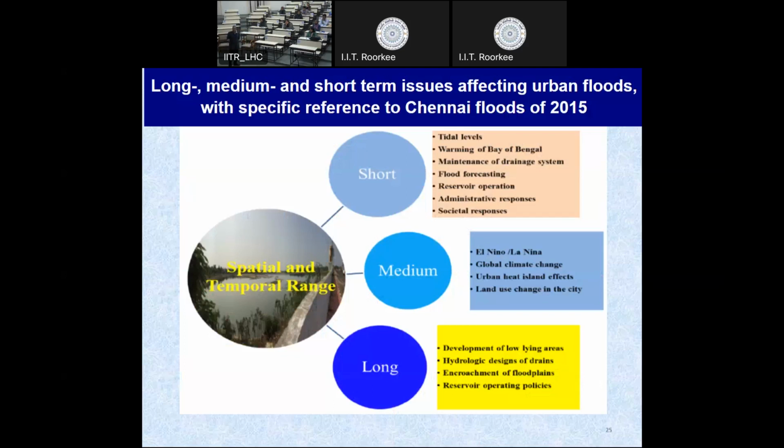In the medium term, we have to understand processes like El Nino, La Nina, global climate change, urban heat island, and land use change. Land use change we have seen, and urban heat island will be covered shortly. And then in the long term, the development of rural areas. We have to really review our policies for this kind of development. This development is going to cause harm to people in the long term.